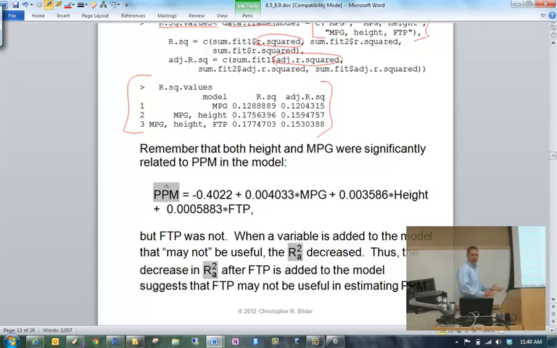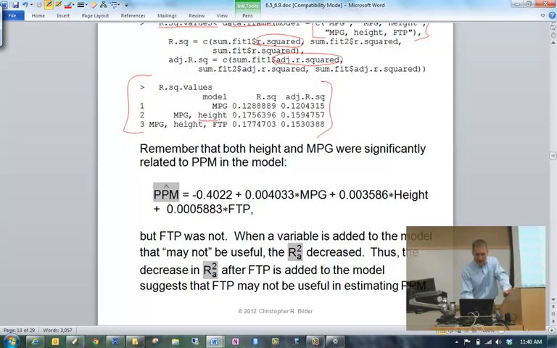So with just MPG alone, the r² is 0.128, adjusted r² is 0.12. So again, 12% of the variability. While it's a small amount, still 12% of the variability, or a little bit higher than 12% of the variability, is explained by minutes per game.